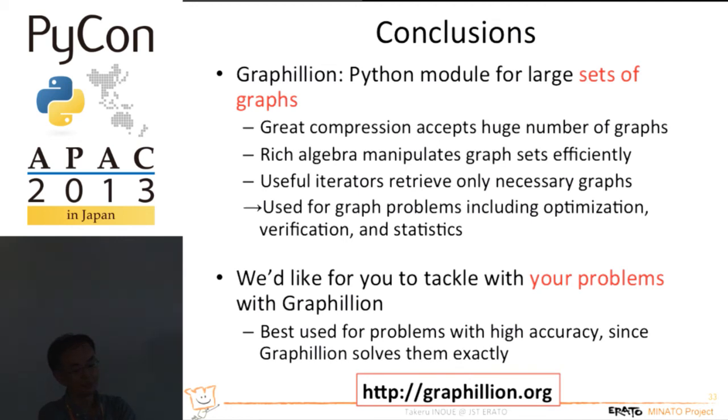Finally, I'd like you practitioners to tackle your own problems with Graphillion. This is why we provide working code that integrates our algorithms. I think Graphillion is best used for problems that require high accuracy, because Graphillion performs exactly, without any approximation. In other words, Graphillion knows the exact shape of a set, and so it can count the exact number of graphs in a set, as I demonstrated.